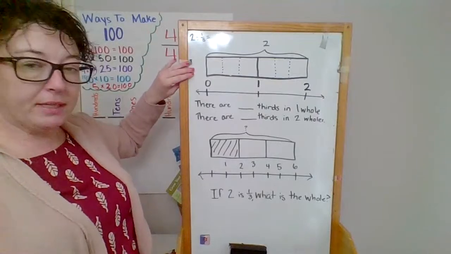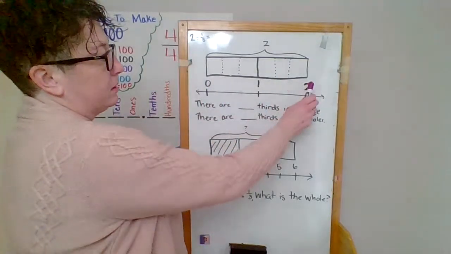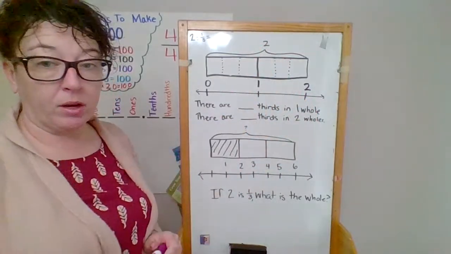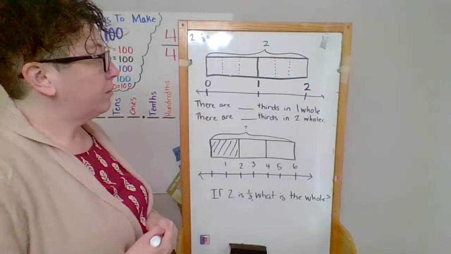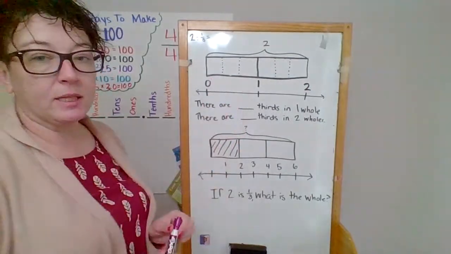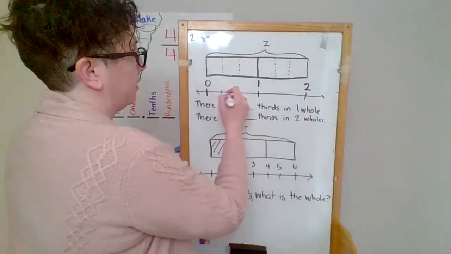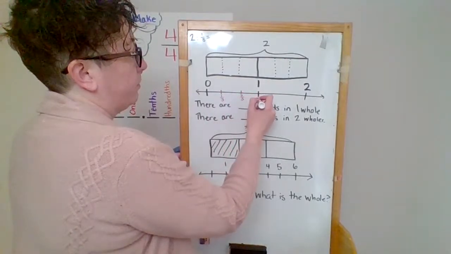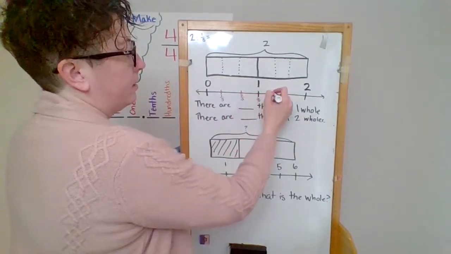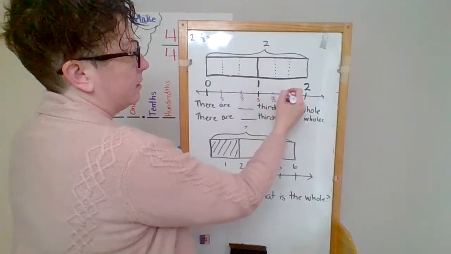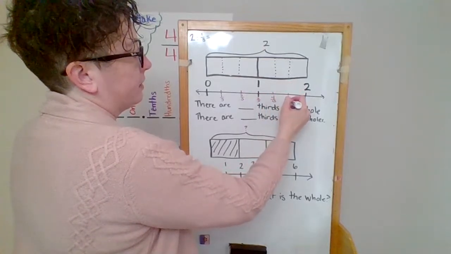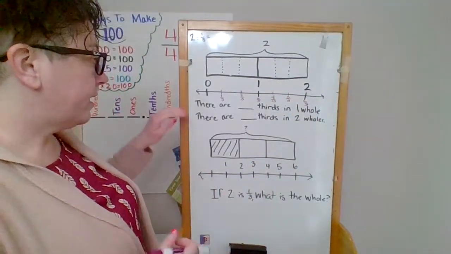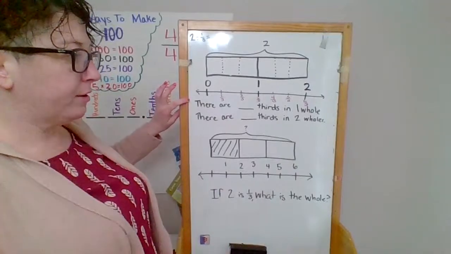So the first diagram here shows 2 wholes. So I have a number line that shows 2 wholes, and my tape diagram is marked 2 wholes. You'll also see that for each whole, I split it into thirds. So these should be marked 1/3, 2/3. This is 3/3. That's 1 whole. 4/3, 5/3, and 6/3.